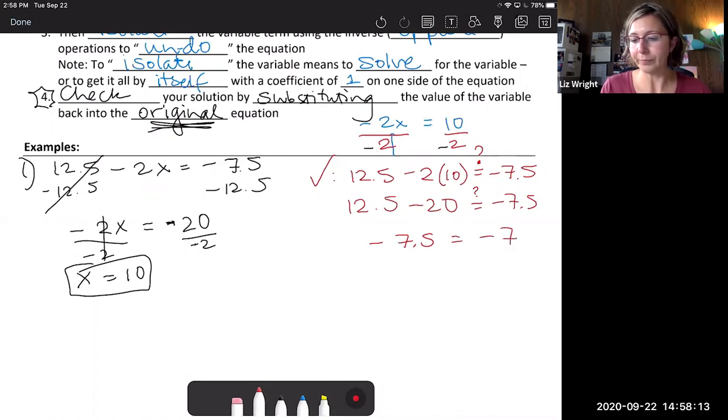All right, here we go. So then what that shows us is that we did our problem correct, and we know that our answer is also correct. So we're good. Let's move on.